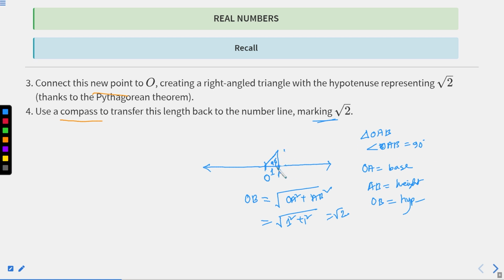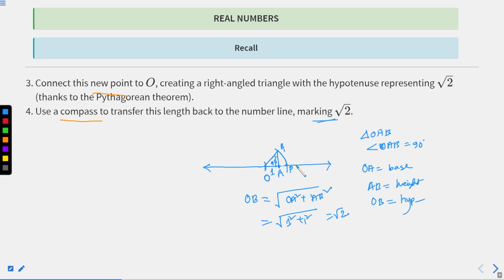This is our right angle triangle. Here we draw an arc at the center O with radius OB. It will touch some point on the number line, and this point represents, or locates, root 2. This is how we can locate any irrational number on the number line.